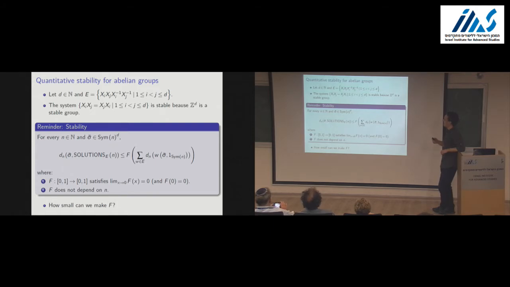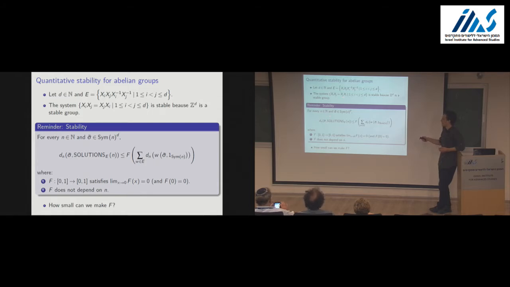Let me end with the quantitative aspect. Let's go back to the abelian case. So I'm looking at this system of equations, xi xj equals xj xi, for some d variables, x1 up to xd. These are the defining relations of the free abelian group Z to the d. And then I just repeat the definition of stability here.